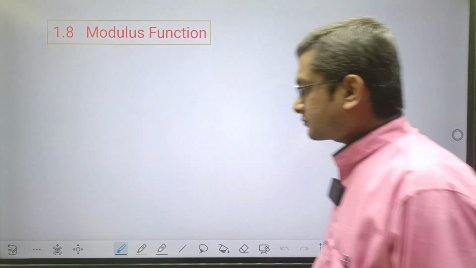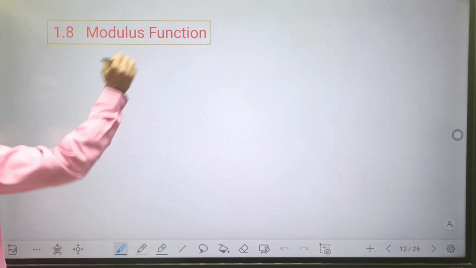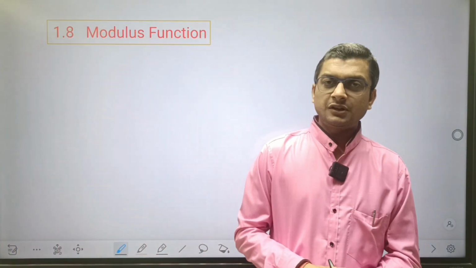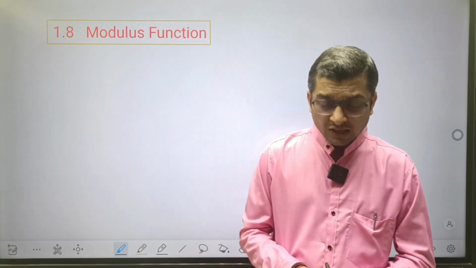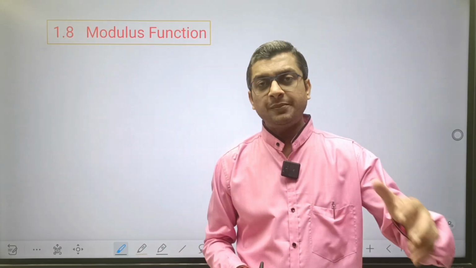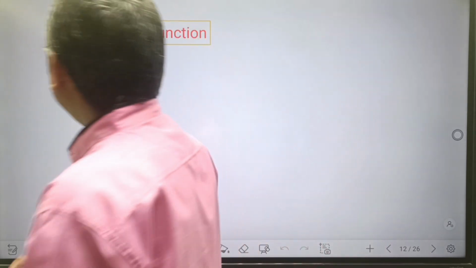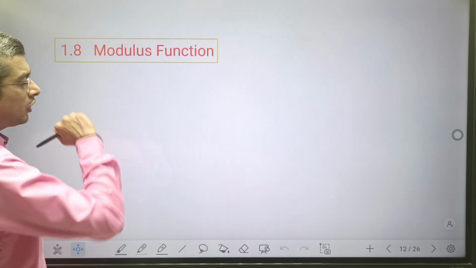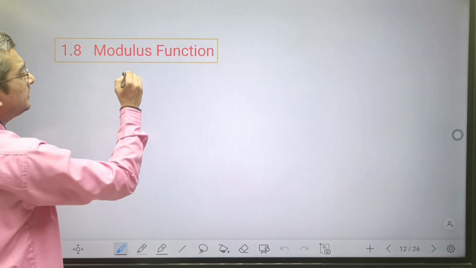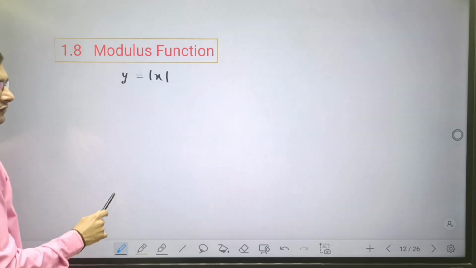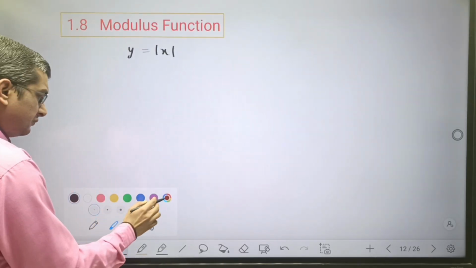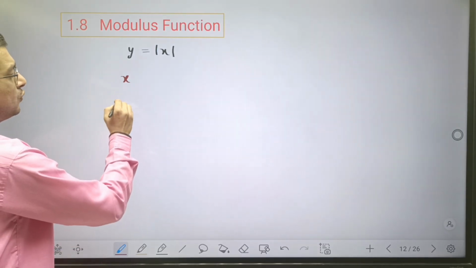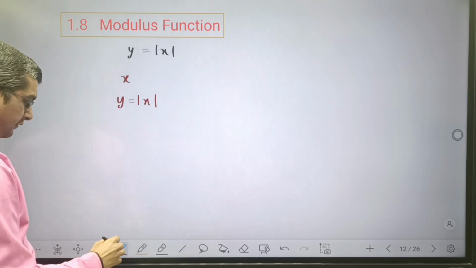Now next, modulus function. What happens, dear students? Questions on it rarely come in NEET physics, but still there is some chance, and this corresponds to the kinematics chapter, motion in a straight line, where we deal with questions in which the modulus function is used. So let us first understand the modulus function. Suppose I write y is equal to mod of x. I am writing here x and here y is equal to mod x.